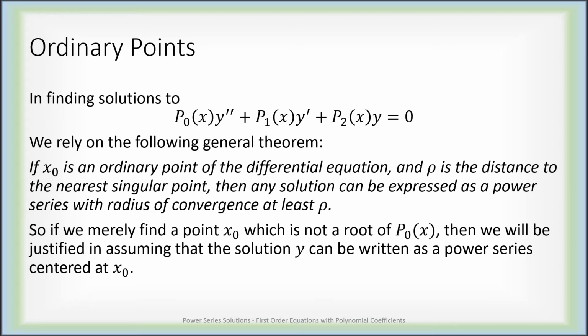In other words, if we just find a point x0 that is not a root of that leading coefficient, we are fully justified in assuming the solution y can be written as a power series centered at this ordinary point. So in finding solutions, we are fully justified in saying the solution is a power series centered at an ordinary point, and then the radius of convergence of this power series will be at least as large as the distance to the nearest singular point.